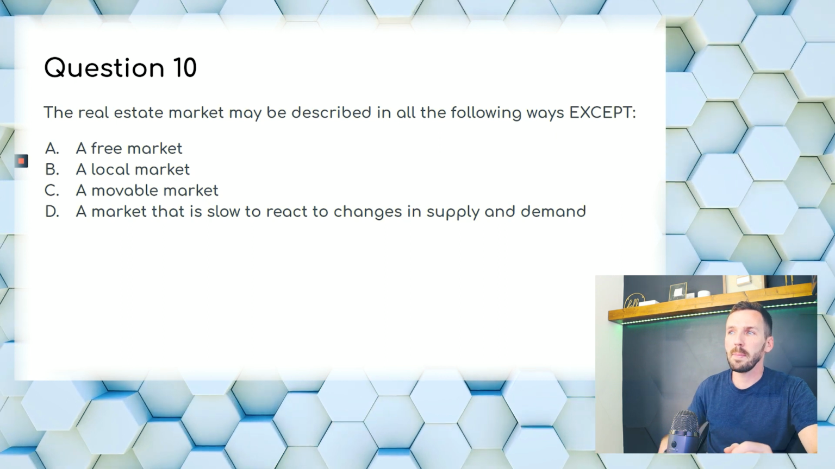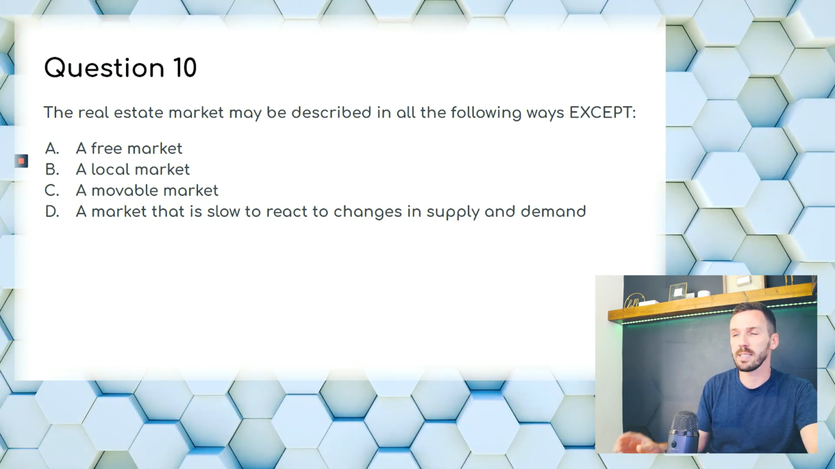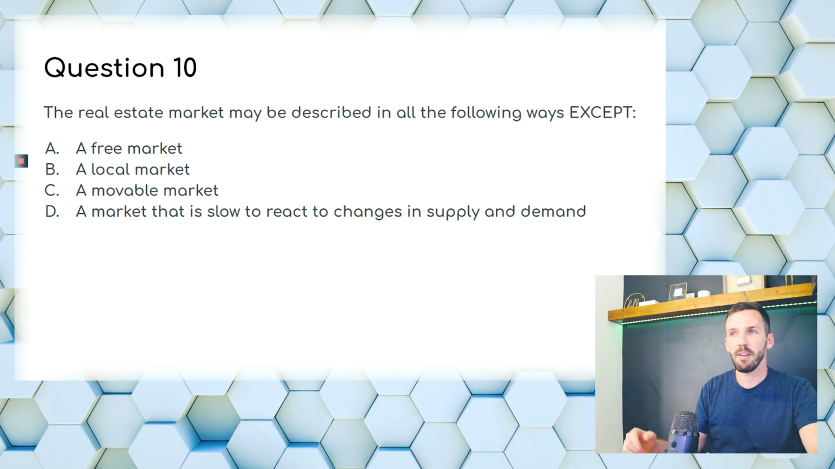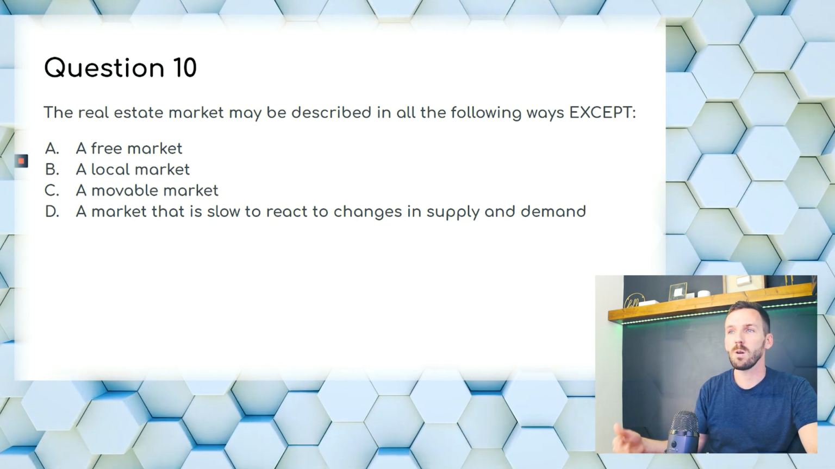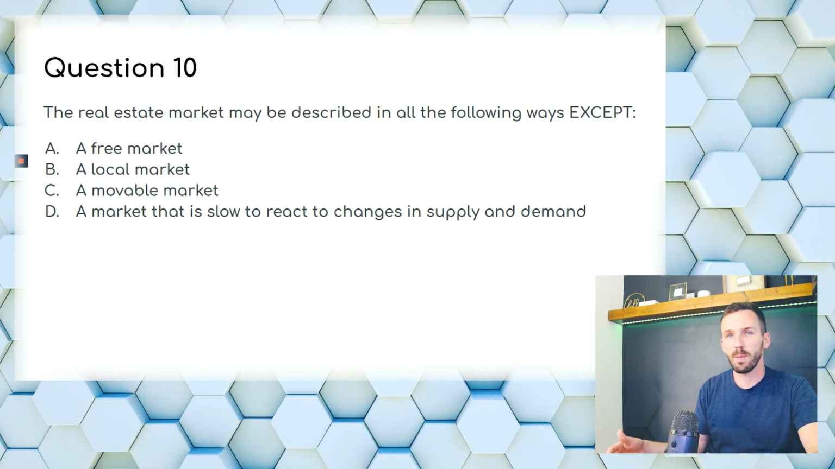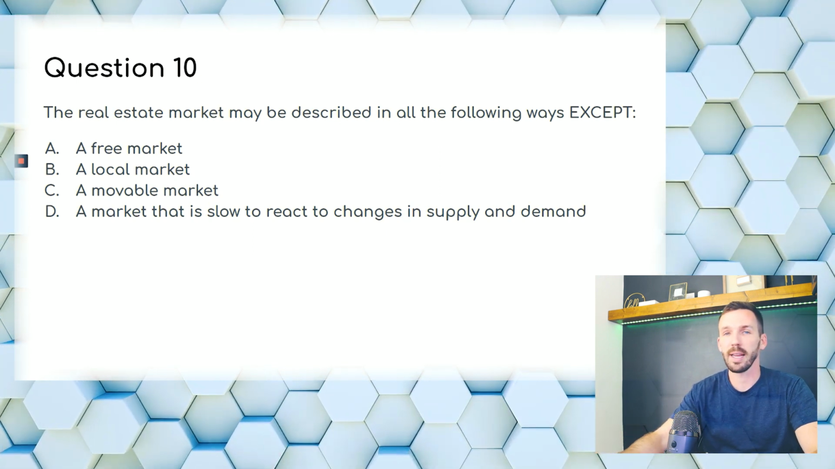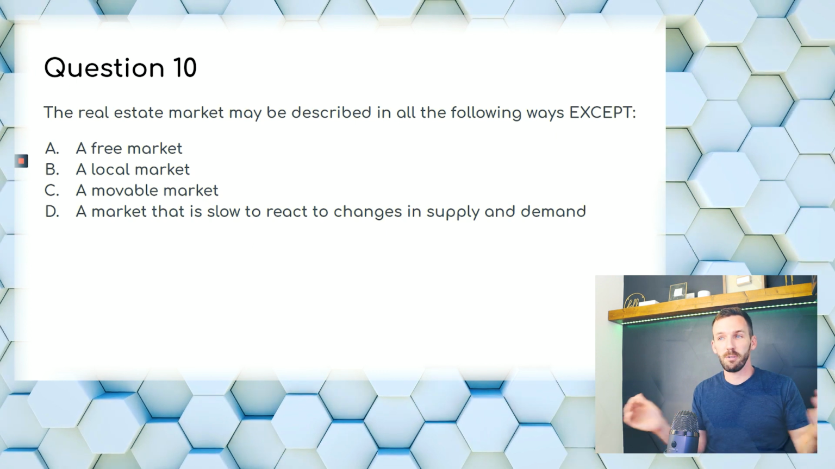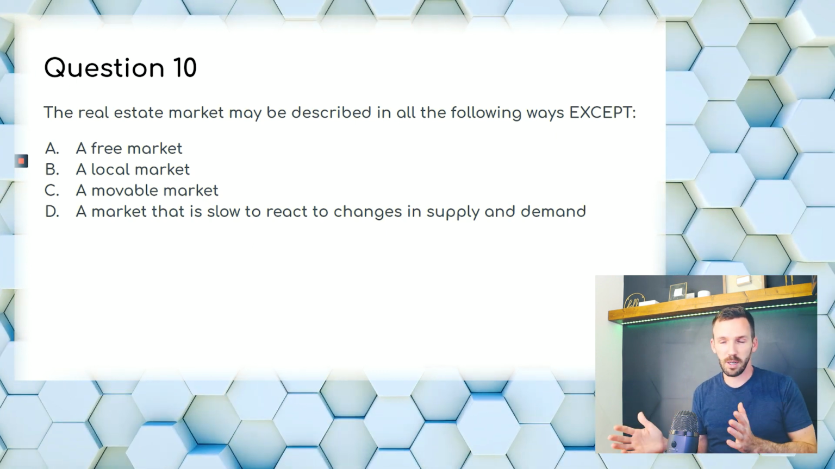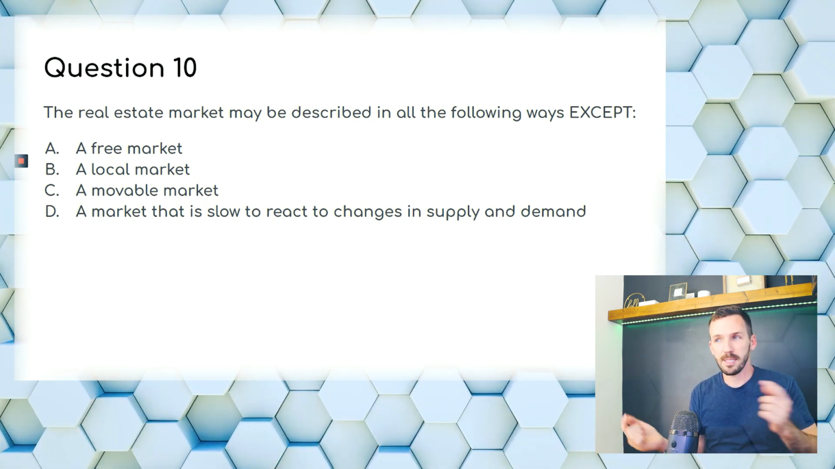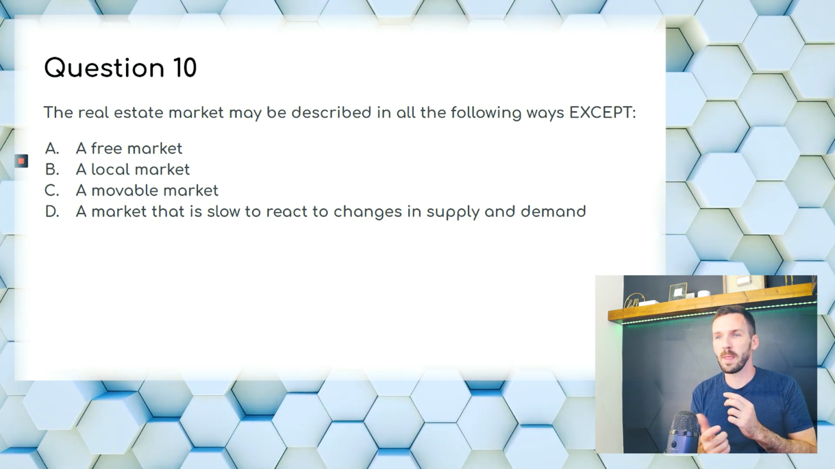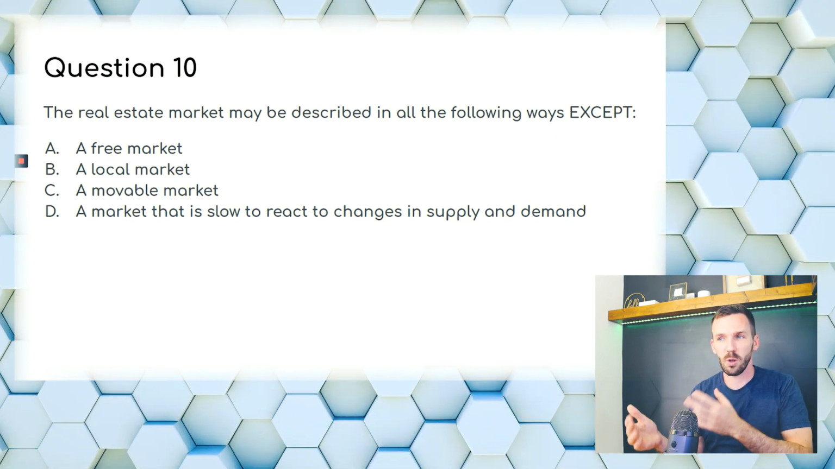Question 10. The real estate market may be described in all of the following ways except A, free market, B, a local market, C, a movable market, or D, a market that is slow to react to changes in supply and demand. So we are free to buy and sell as we please. It's a free market. B and C mean the opposite thing, so it has to be one of these. D is true. Real estate is slow to move.